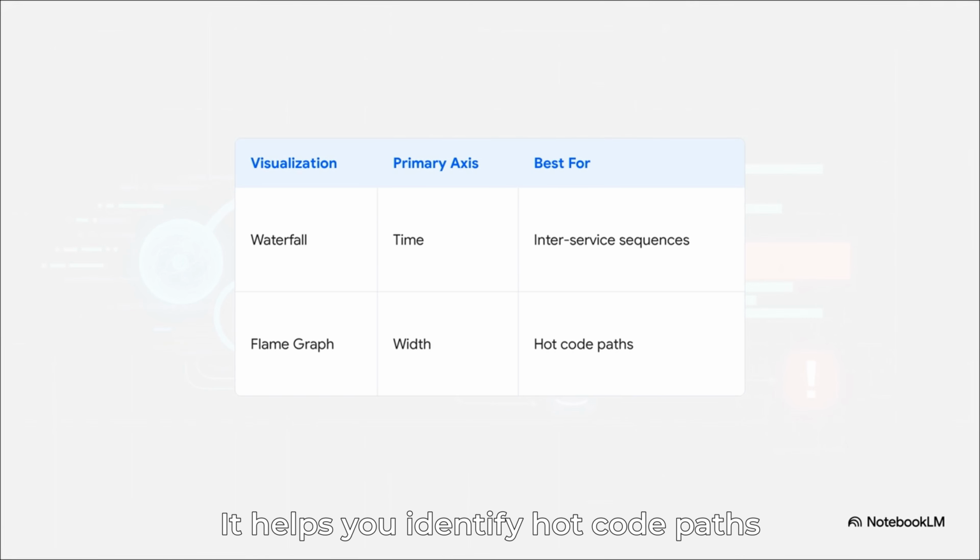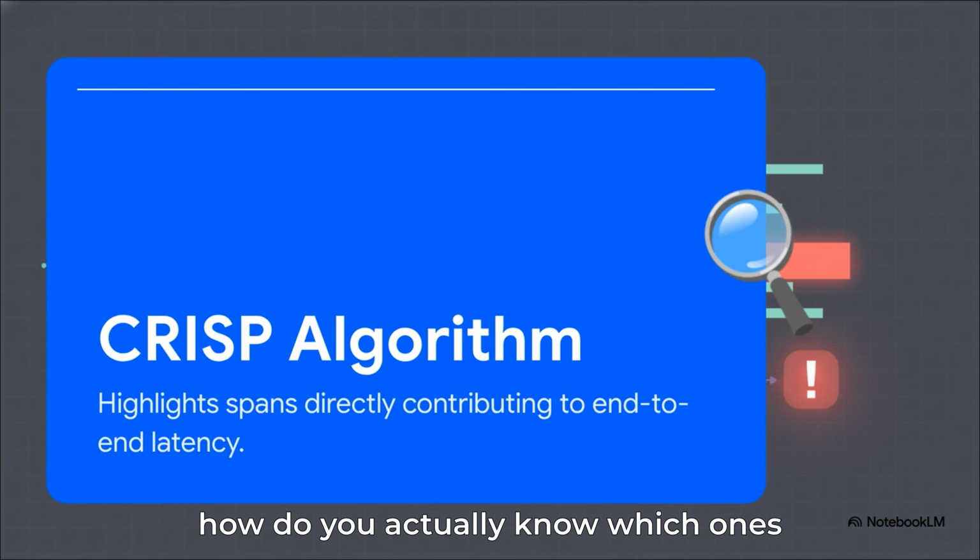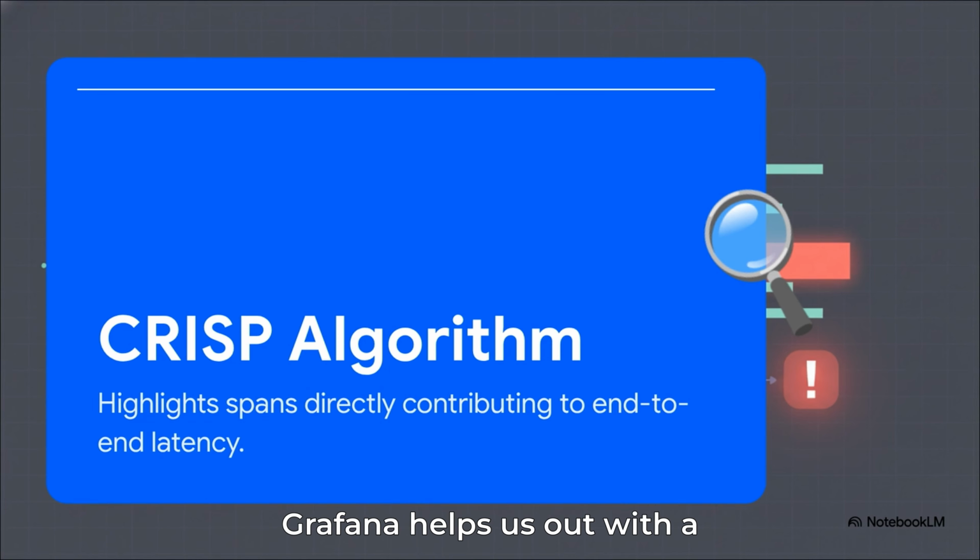It helps you identify hot code paths or clunky logic at a single glance. So the crucial point here is, when you're staring at a massive trace with dozens, maybe hundreds of spans, how do you actually know which ones are making the user wait? Grafana helps us out with a brilliant algorithm called CRISP.